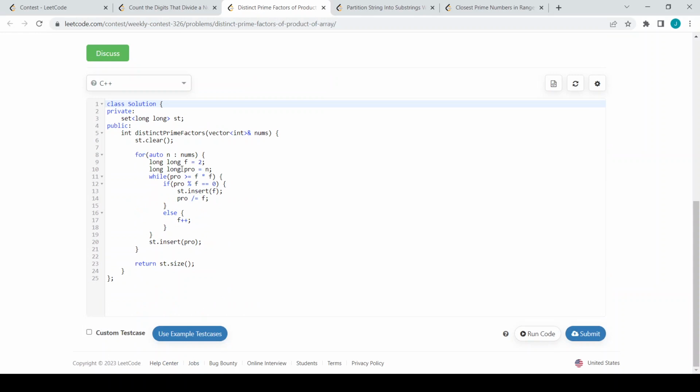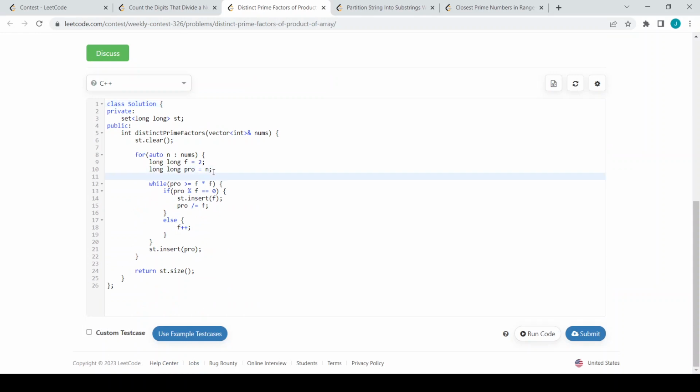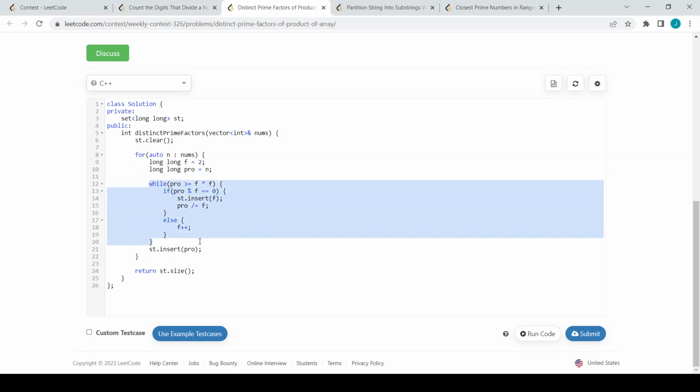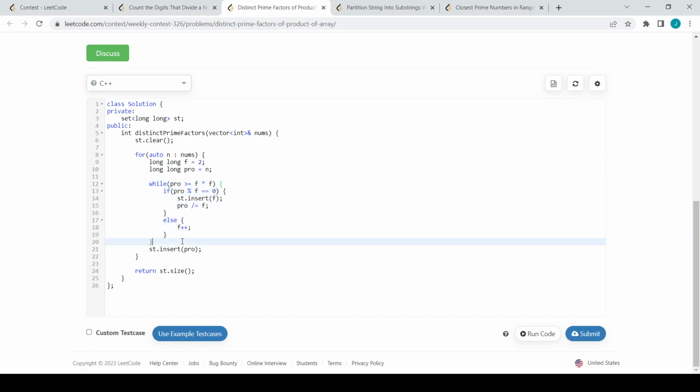Even in a previous contest, I have used this while loop to calculate the prime factors of a given number. This while loop is very easy for calculating the prime factors of a number. We have to keep track of the unique prime numbers, so I have declared a set here, and initially I have cleared the set. I'm running a for loop over all the numbers, calculating the prime factors for each, and inserting those prime factors into my set, since a set keeps distinct numbers. Finally I return the size of that set.